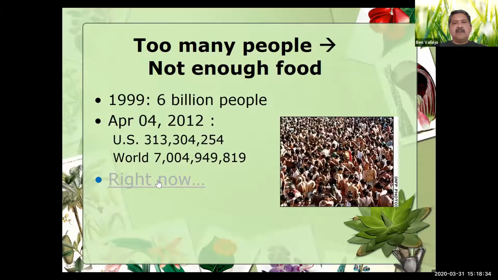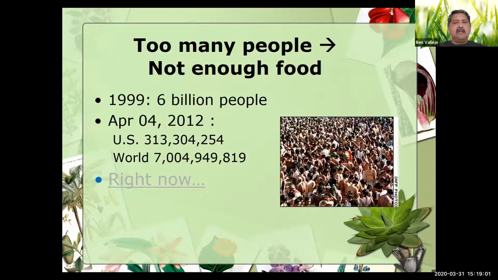That's pretty amazing. Right now, what do we have? Let's take a look. Today, on March 31st, 2020, the United States is the third largest country population-wise at 330 million, and the world population is getting closer to 7.7 billion people in the world today.